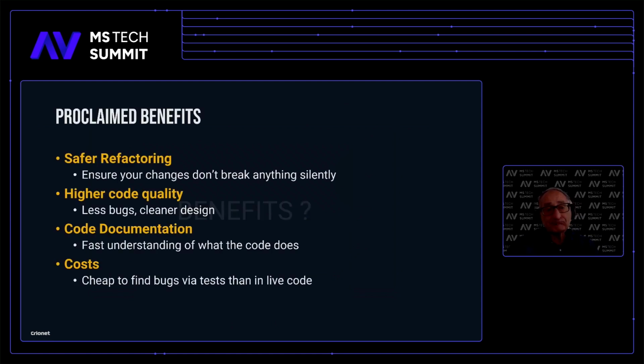Benefits? Now, Googling around, asking ChatGPT, the proclaimed benefits of unit testing are summarized here. You may count 5, 6, 7, or 3 points, but more or less it's about safer refactoring. Unit tests ensure that any change you make to the existing code base doesn't silently break anything else. So if you do something and it ends up having ripple effects, bad effects on other parts of the code, unit tests are able to catch that if you have proper unit tests written.